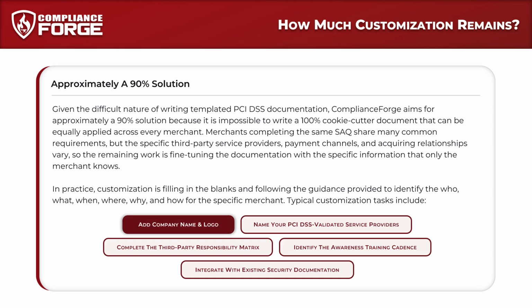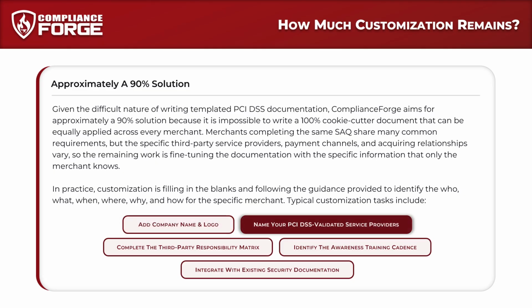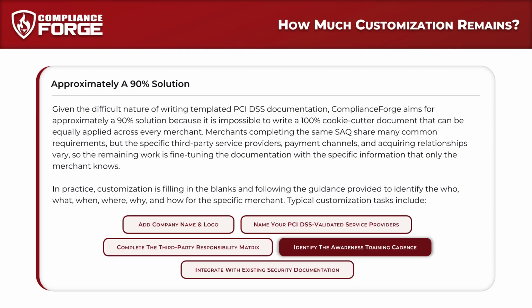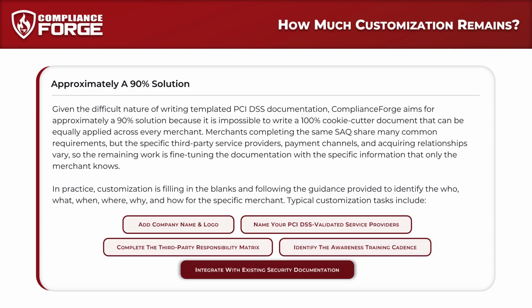In practice, customization is filling in the blanks, adding the company name and logo, naming the specific PCI DSS validated third-party service providers you use, completing the third-party responsibility matrix with the agreed split of PCI DSS responsibilities, identifying the security awareness training cadence, and integrating the SAQ policies with any existing merchant security program documentation.